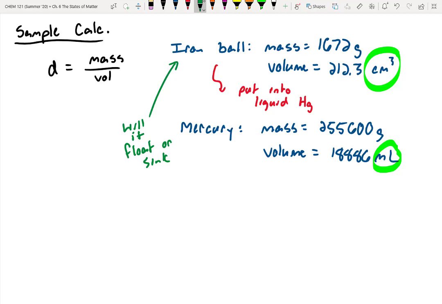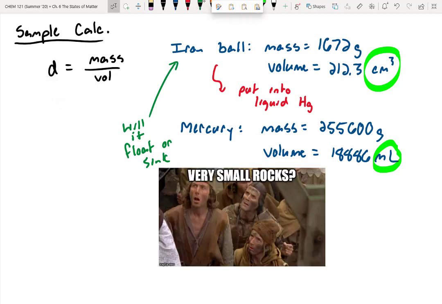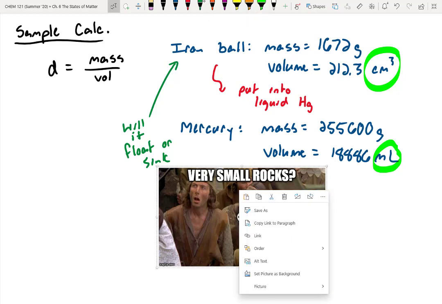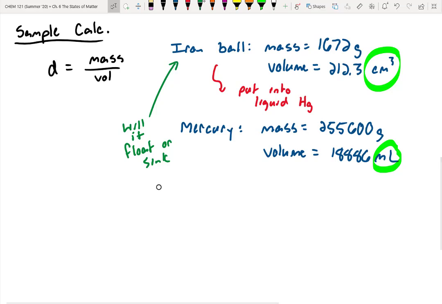And this always makes me think of Monty Python. I don't know if anybody's seen that, but they ask somebody what will float in water, and somebody says very small rocks. Not really. We actually have to do the density calculation for this. We can't just say that very small things will float.